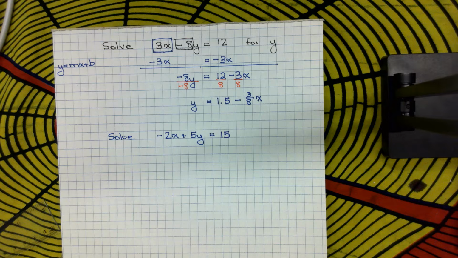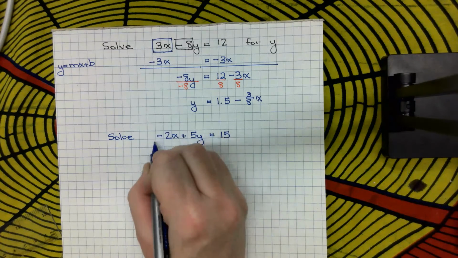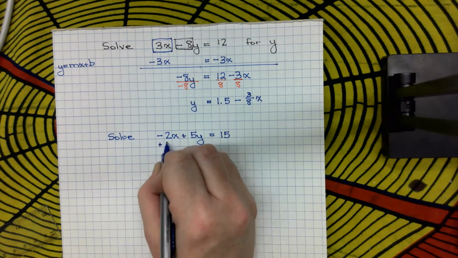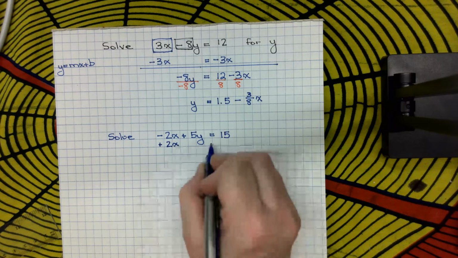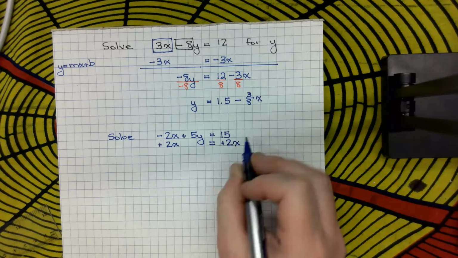So the first thing we want to get rid of is this negative 2x. Now, I always write it underneath, but you don't have to, okay? But let's do that again. So the first thing I want to do is get rid of this term because I only want y. So I'm going to add 2x to get rid of it. Remember, I'm keeping that equality, so I'm going to add 2x over here.